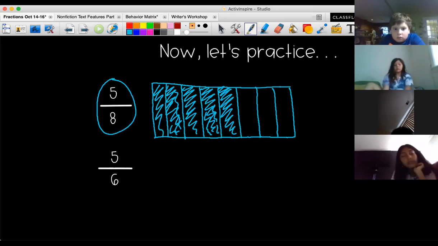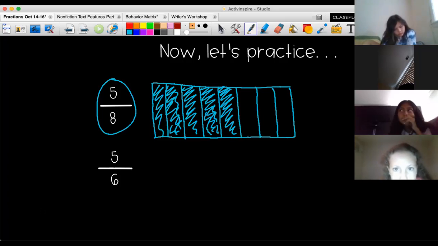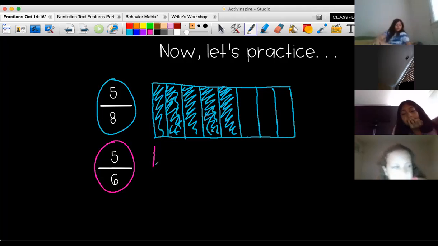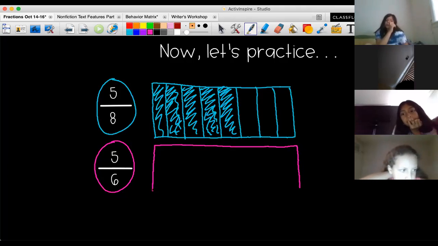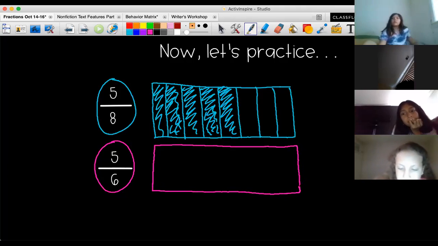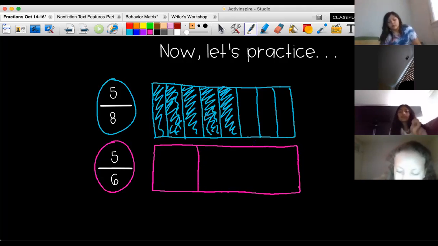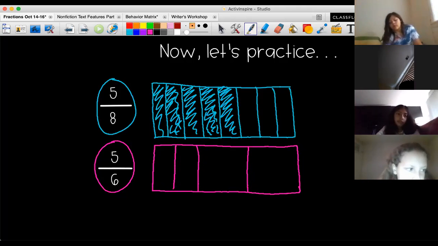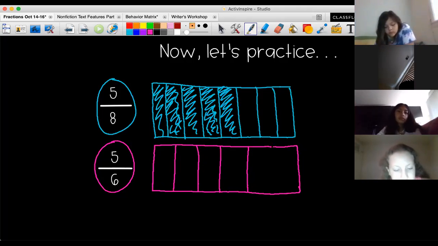Corbin, what do you notice about these two fractions? What's the same? That they both have the same numerator. Yep, they have the same numerator, so that's important to look at. And Corbin, I'm going to stick with you. If I'm drawing 5/6, what do I need to do first? You need to draw the rectangle. Yep, and it needs to be the same size as the one above it. And how many equal pieces am I going to divide it into? 6. And how many am I going to shade in? 5.